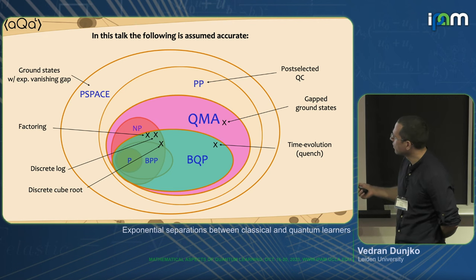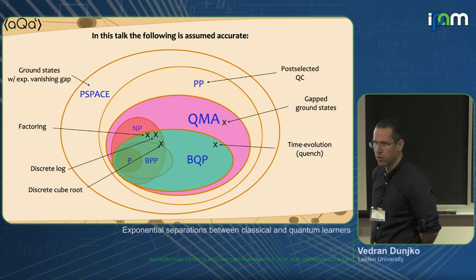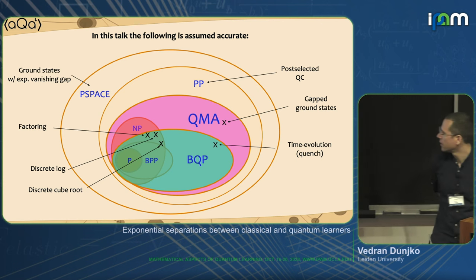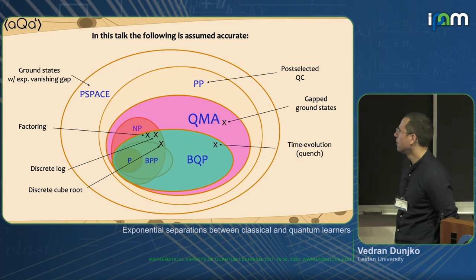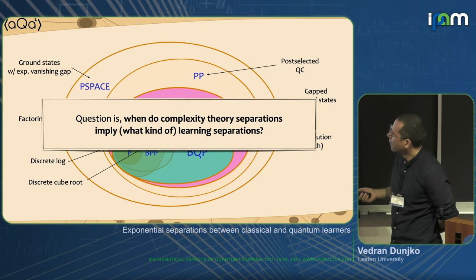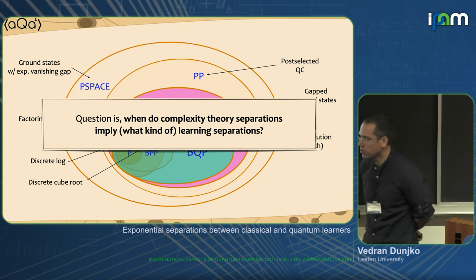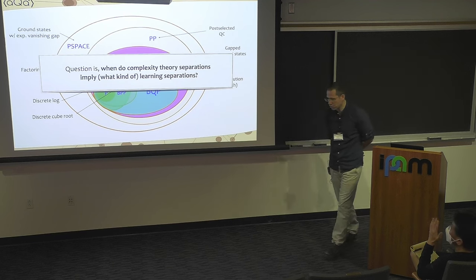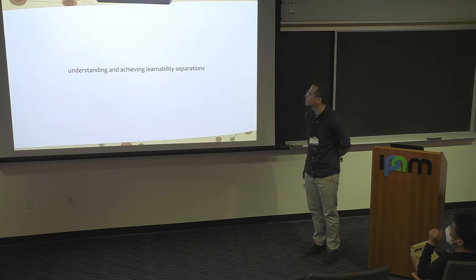And I will assume specifically that some problems, like factoring and discrete log, are not in P or BPP, and discrete cube root is somehow closer to BPP. I'll explain why that is at some point. So these are going to be things that I will believe in, and my question will essentially be, when do facts of such separations in complexity theory actually say something about learning separations? And what else might I need to get to learning separations?